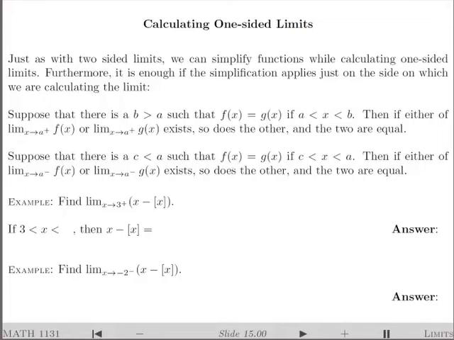Welcome. In this session, we will take a quick look at finding one-sided limits.